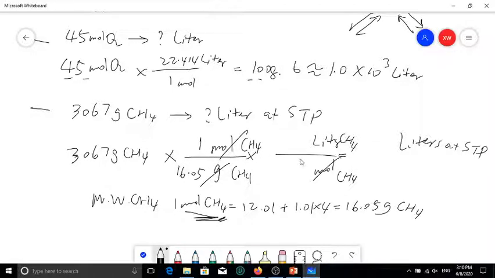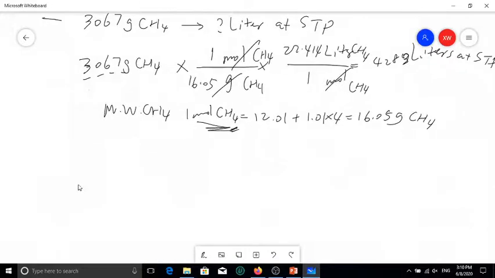And then the next step is converting mole to liters. 1 mole is 22.414 liters. This number is considered to be a constant, a universal constant for all of the compounds. So basically 3,067 divided by 16.05 times 22.414, you're going to keep 4 sig figs. And you're going to have 4,283 liters.